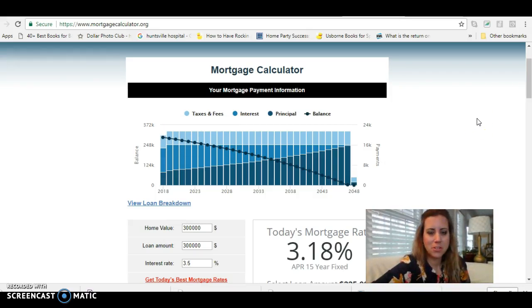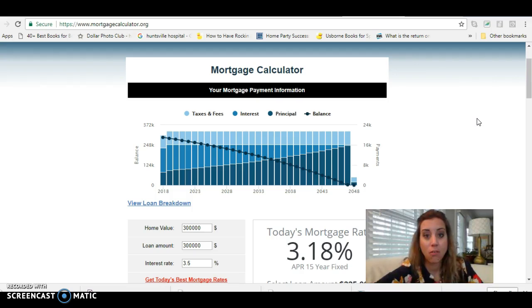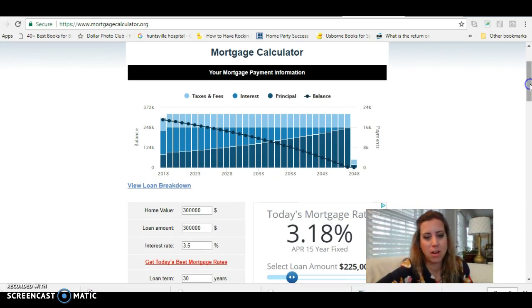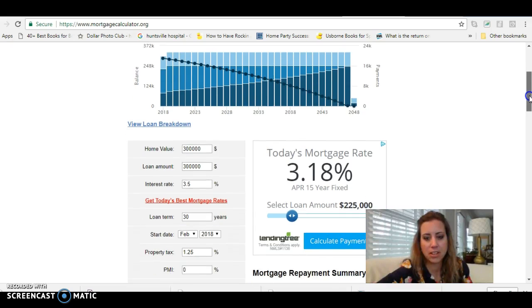Hi there. So I wanted to walk you through how I go about deciding what size of home or price of home I should get. I honestly go to mortgagecalculator.org. I love this website. It's interactive. You can plug in any numbers for wherever you live. I want to just show you this.